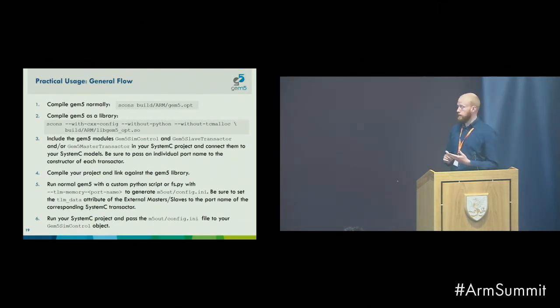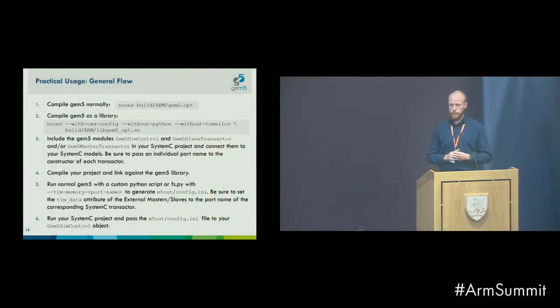And then the last thing that you need is a configuration for Gem5. And for that, you simply run Gem5 normally, providing some Python script. And what you get then is a config.ini file. And this config.ini file you need to hand to the Gem5 sim control, and then this object will be able to create all the Gem5 objects and will instantiate the Gem5 subsystem and start your simulation.